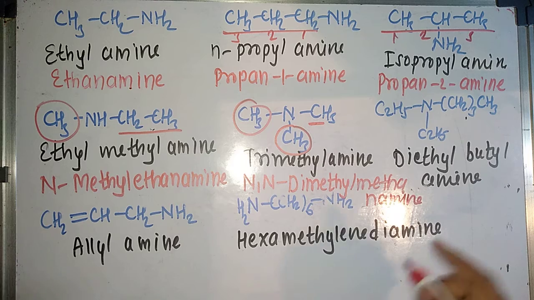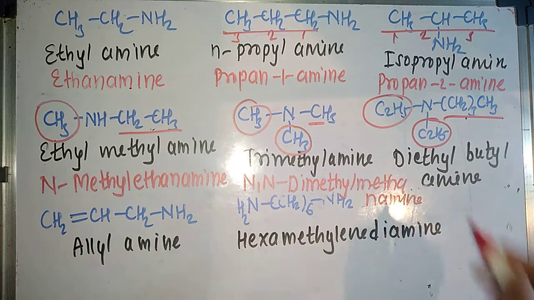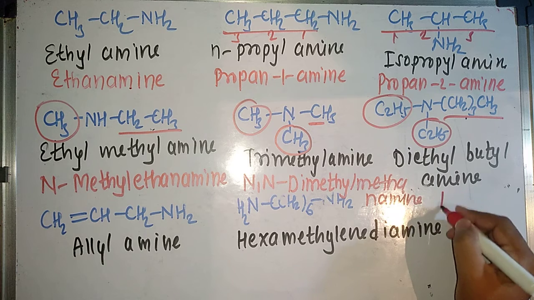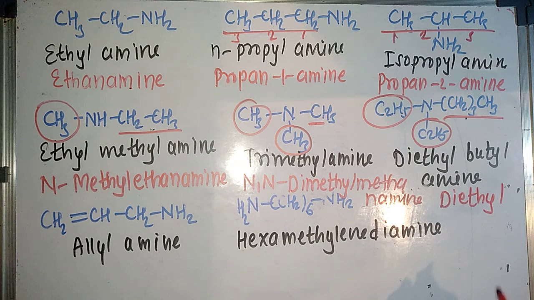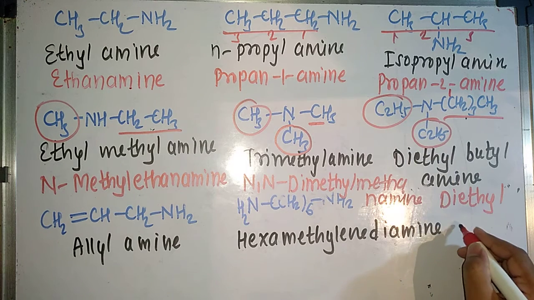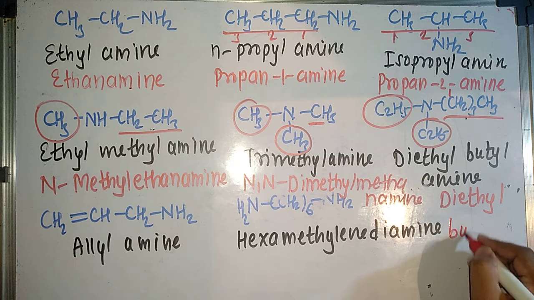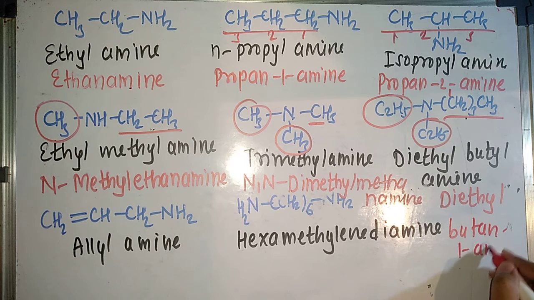In the same way, this is the longest carbon chain and these are the substituents. These two are the same substituent, both are ethyl, so I will write its name as diethyl. The longest carbon chain contains 4 carbon atoms, and at the first position I have nitrogen, so I will call it butane. At first position I have an amine group, so butan-1-amine is the correct IUPAC name.